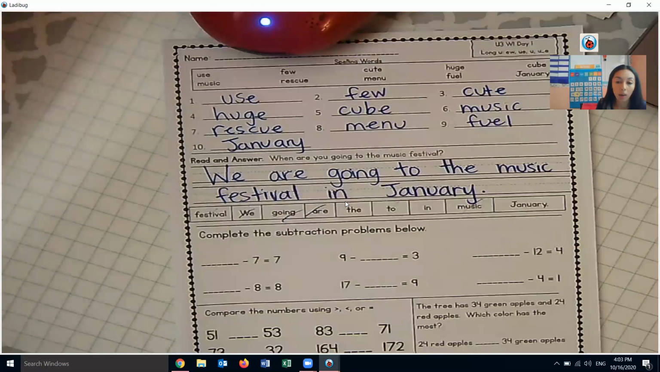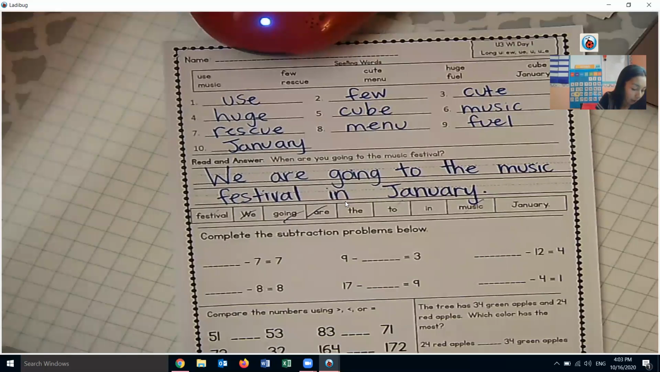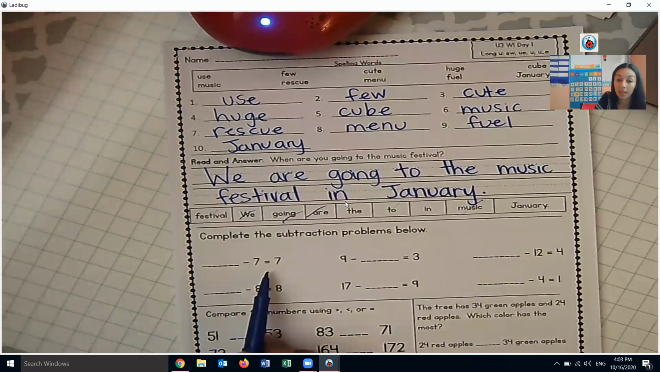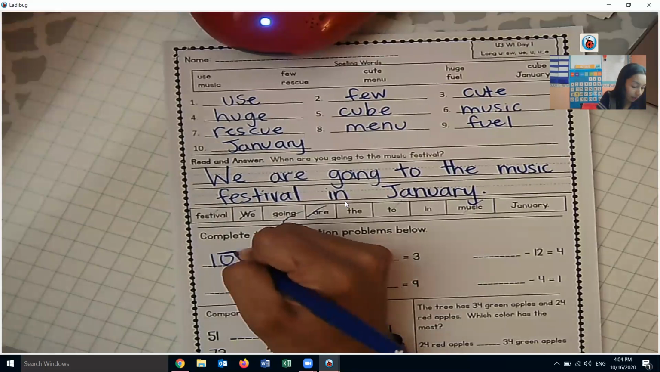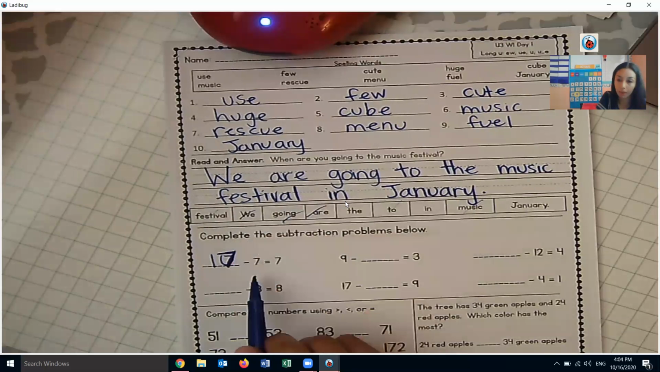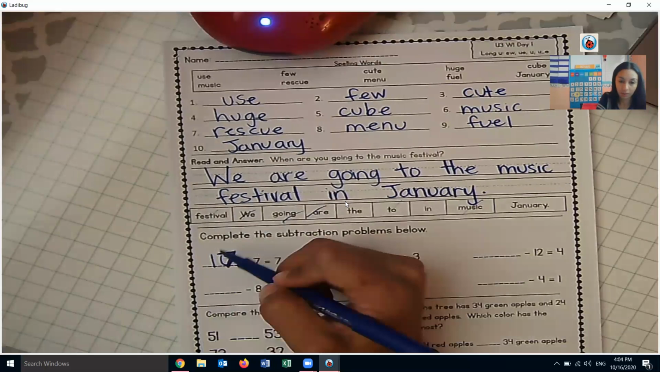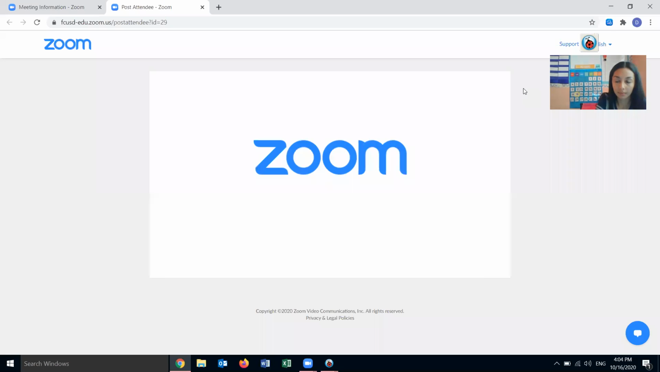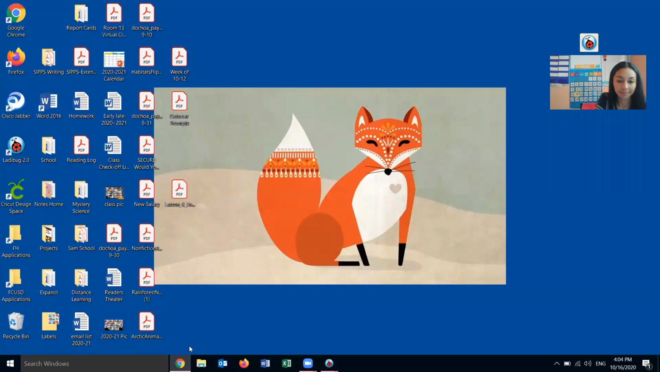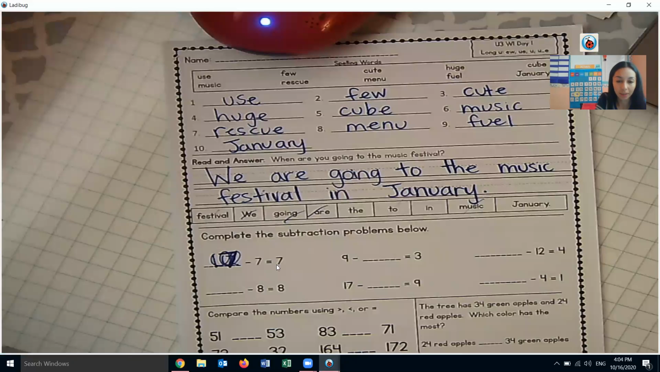Complete the subtraction problems below. Something minus 7 gives us 7. So that's going to be 10. Oops, sorry, 17. 17 take away 7. Oh, look, I'm working backwards here. Sorry about that. I apologize for that little slip here.